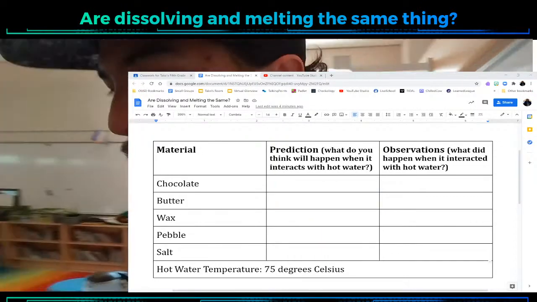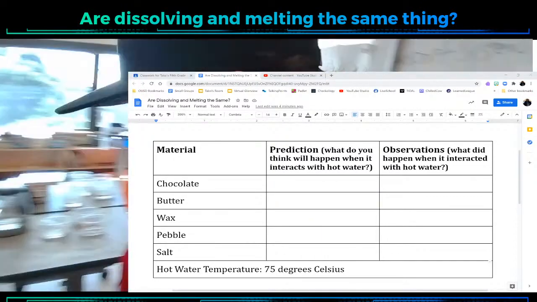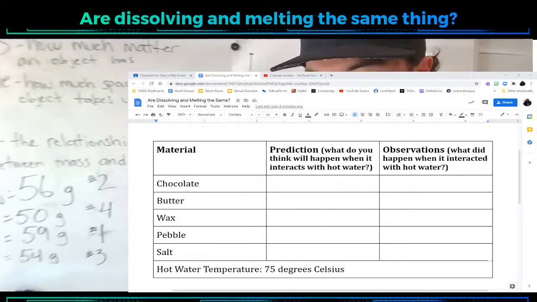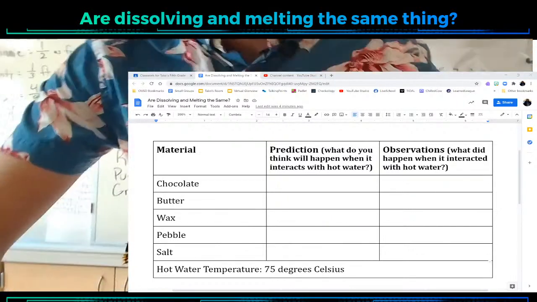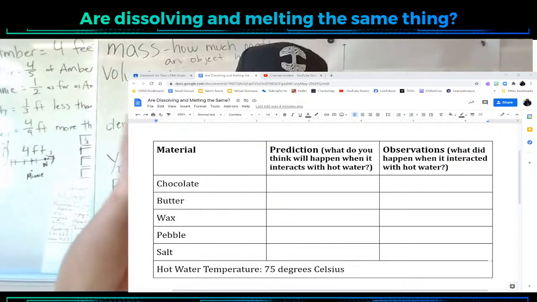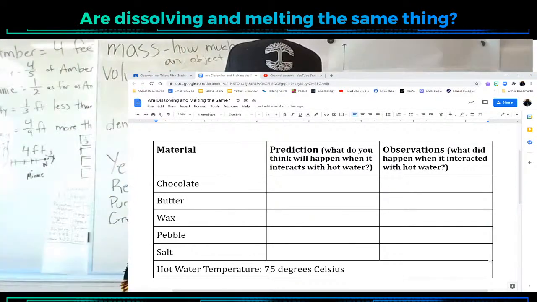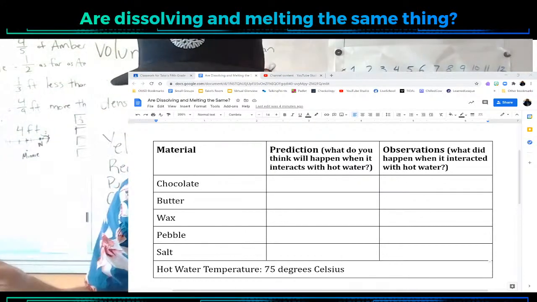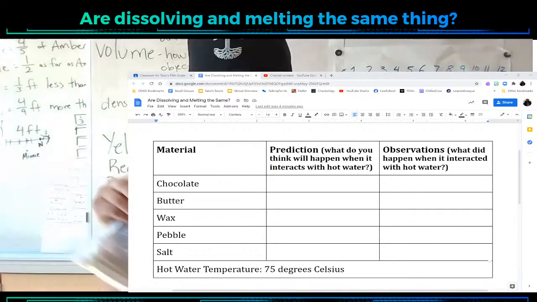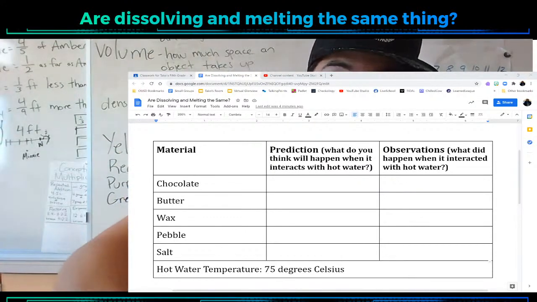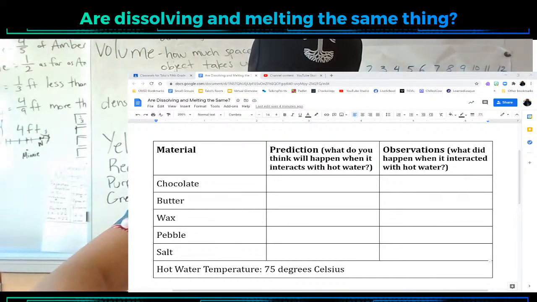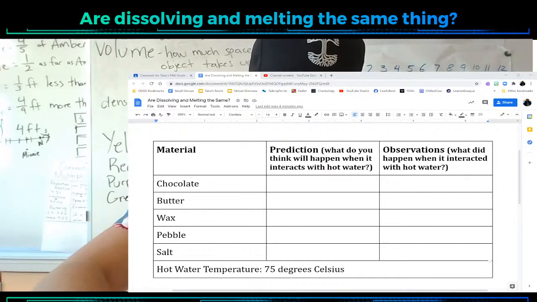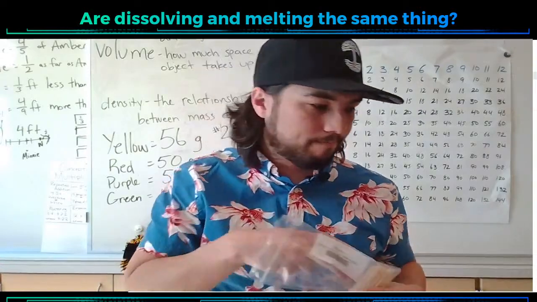Ta-da. There we go. I do want to do some poking. If we were in the classroom, we would be allowed to poke, but not to taste. All right, so the first one we're going to look at, let's look at actually the most glaring one here. We're going to start with our butter.